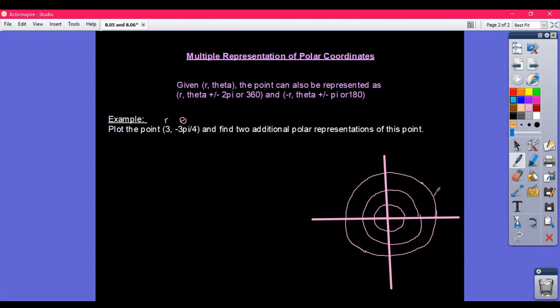It would be at the angle -3 pi over 4. So some of you are familiar with how to graph -3 pi over 4. Since it's negative, you go clockwise, and 3 pi over 4 is a distance of 135 degrees. So you're going clockwise a distance of 135 degrees. Some of you don't like to deal with the negative angles, so that's fine as well.